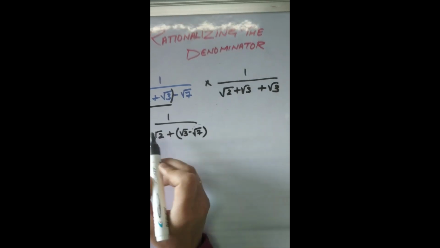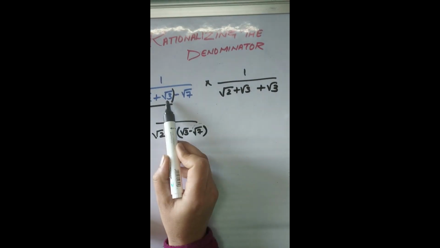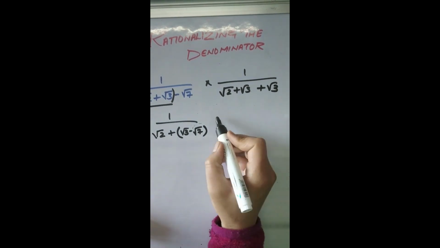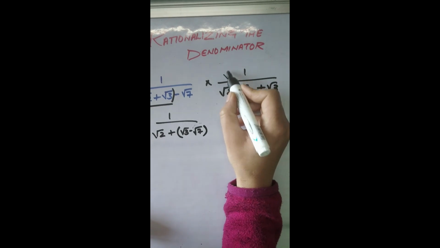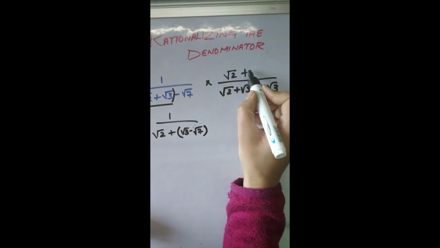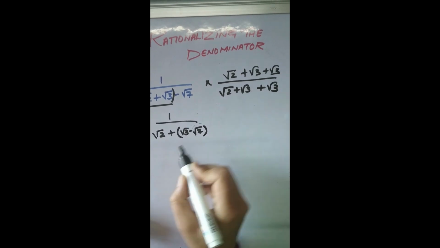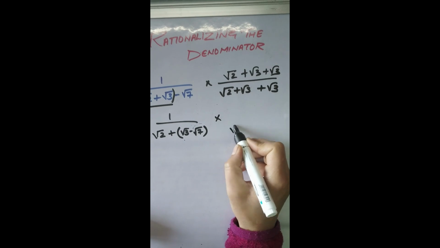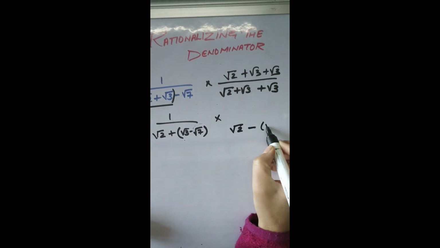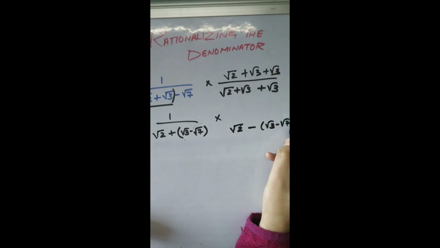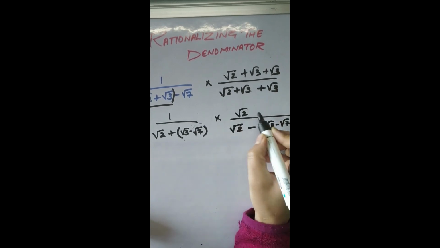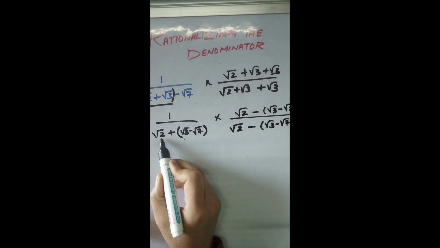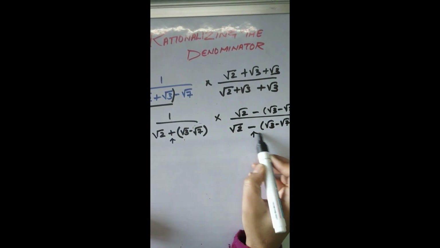This as the one term, root 2 as the one term, and root 3 minus root 7 as the other. Then it is a plus b, and here the rationalizing factor is a minus b. A plus b, we just change this sign here.